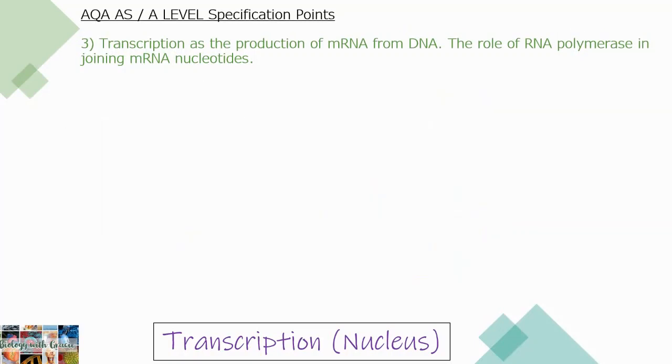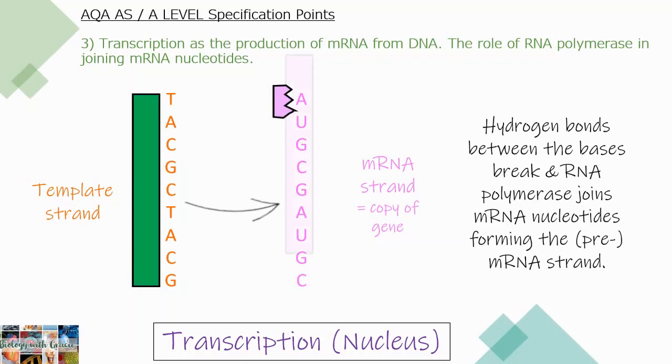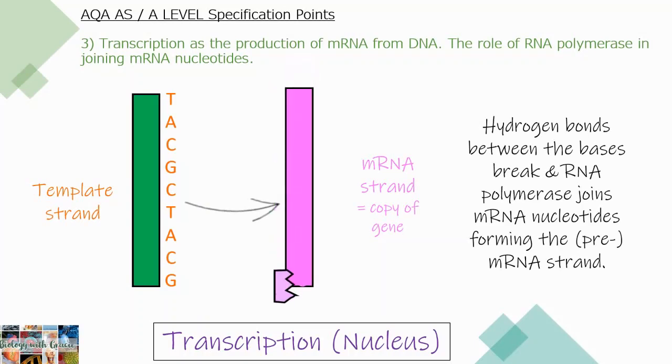So once all the RNA nucleotides are in place, hydrogen bonds between the bases break, and RNA polymerase joins the mRNA nucleotides, forming the mRNA strand. So for prokaryotes, the mRNA strand is formed immediately, but for eukaryotes, a pre-mRNA strand is formed.